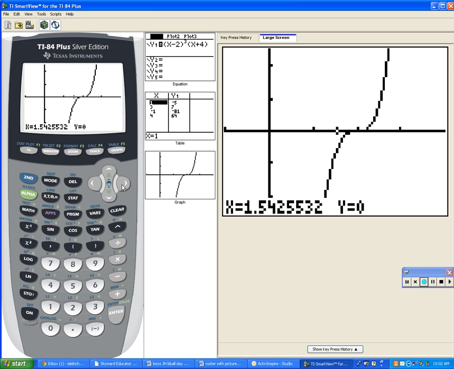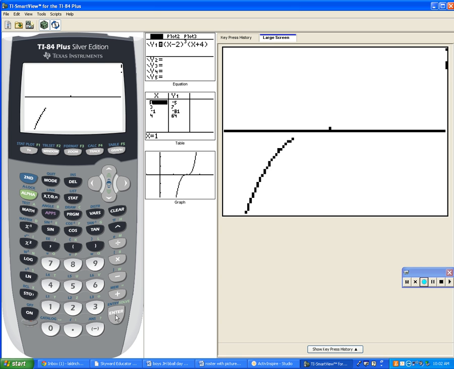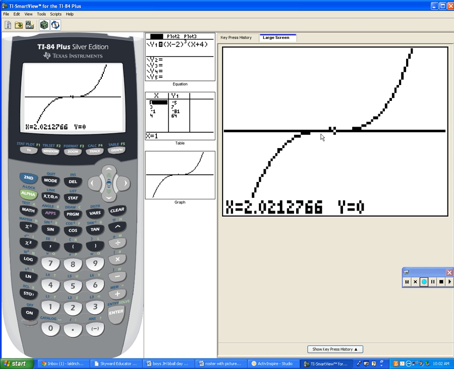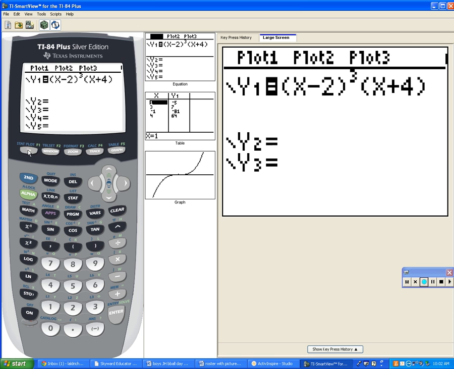So when does it start getting ugly? Right at that 0, right at x equals 2. So if I really zoom in, see right there at x equals 2, how it flattens out like that and then goes up again. Okay? Why is there a straight line? Because the function that I wrote had x plus 4 in it also.